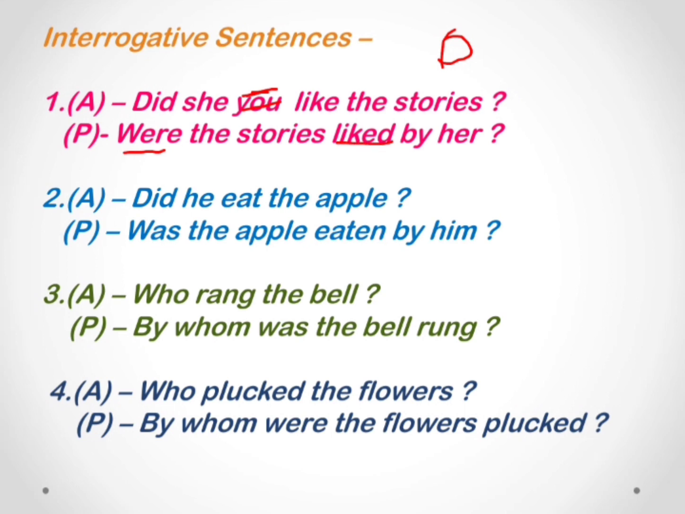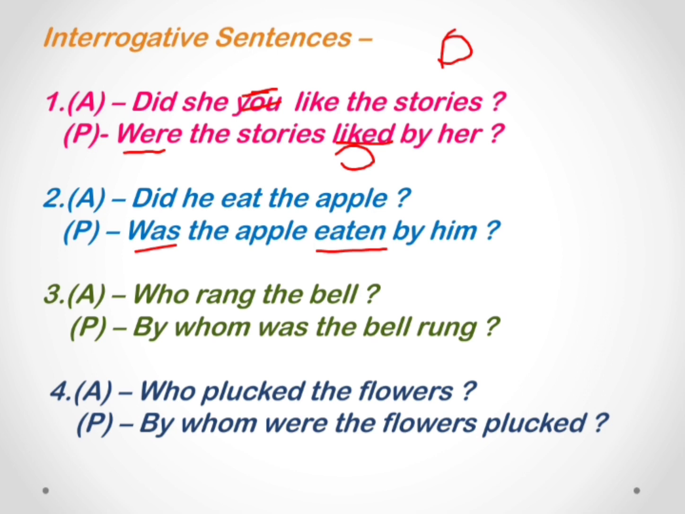Next sentence. Did he eat the apple? Now, apple is the object and it is singular, so we use the be verb was. Was the apple eaten? So, the past participle for eat is eaten. Was the apple eaten by him?